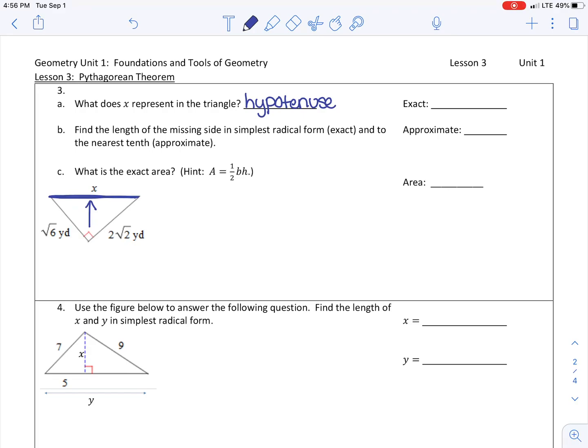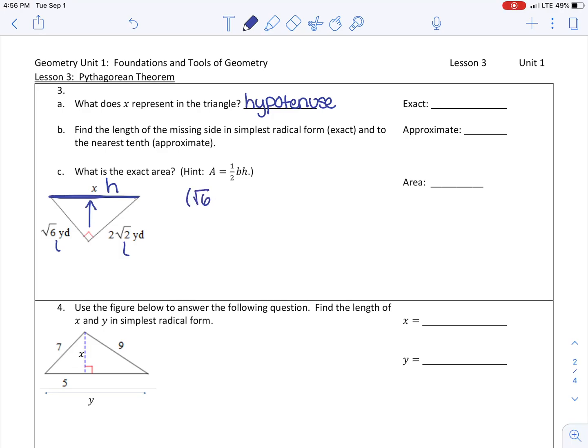Okay. Then for part B, it says find the length of the missing side. So we want to find x. We want to find it in simplest radical form, and we also want to find it to the nearest tenth. So if I want to find my side length, let's go ahead and label. I have a leg, I have another leg, and I have my hypotenuse. Okay, so I'm going to take my leg and square it, or one of my legs. It does not matter which one you start with.